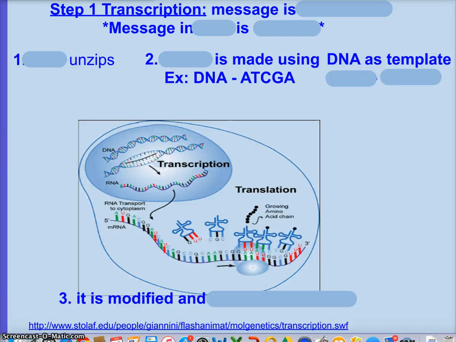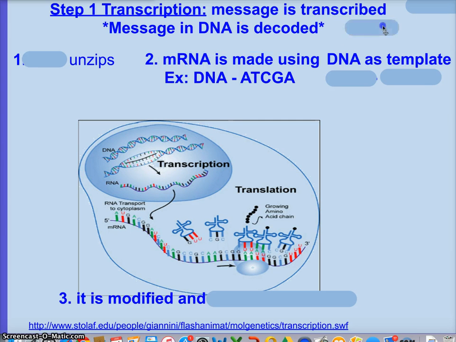I'm going to review transcription and then record translation for you. So transcription, the message is transcribed. And basically, what holds the original message? DNA. DNA is used as a template to decode the message by creating what? RNA, okay? How does this occur? What happens first?